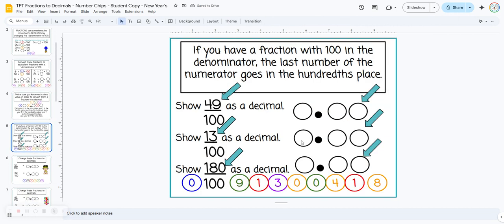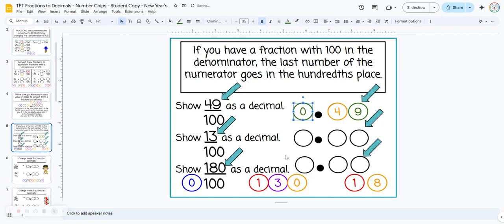The next slide shows a different way to change a fraction to a decimal. This is one method. Now, if they have a fraction with 100 in the denominator, then they just look at the numerator. The number in the ones place will go in the hundredths place of their decimal. So here the 9 is going to go into the hundredths place. And then we just place the other numbers in order. So this number has to be a 0.